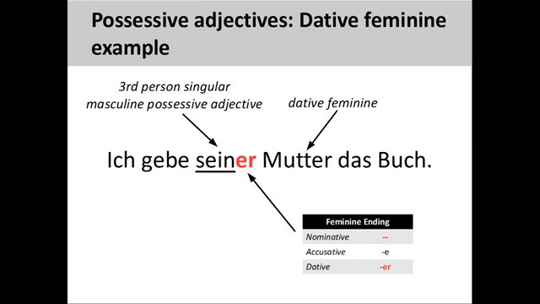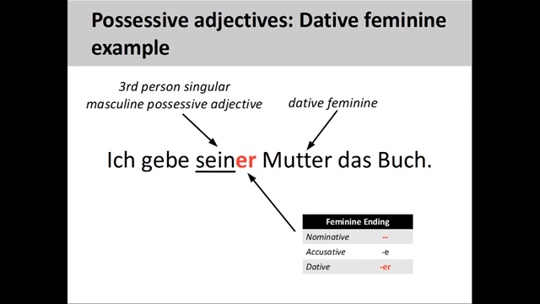Let's now take a look at how to apply these rules. I'll use an example that has ein as part of the root, so you can see the similarity between possessive adjectives and indefinite articles. In the sentence you see here, Ich gebe seiner Mutter das Buch, I give the book to his mother, the adjective ending indicates that the following feminine noun, Mutter, is both singular and in the dative case.